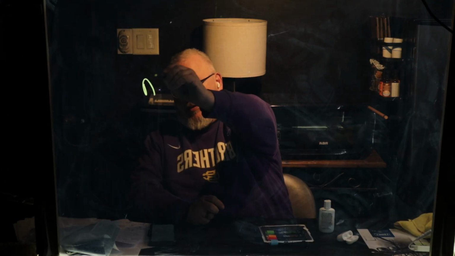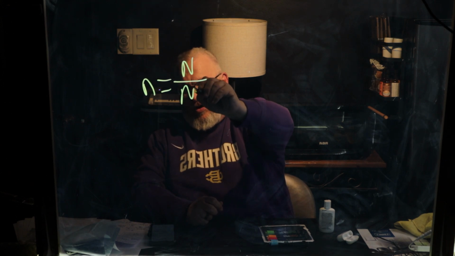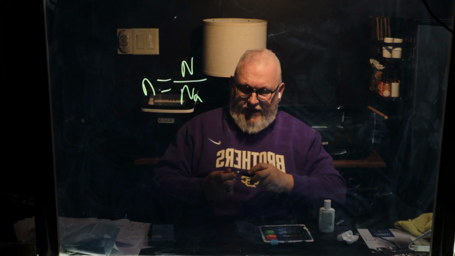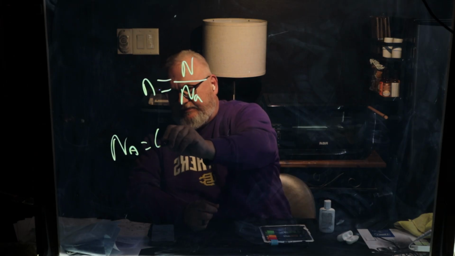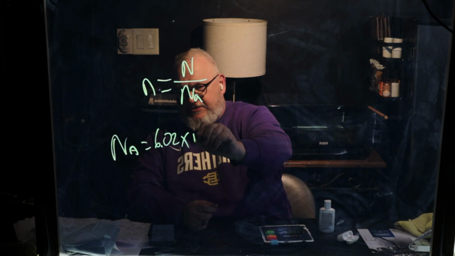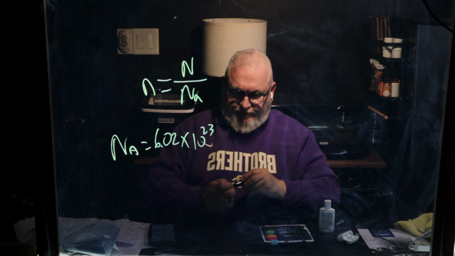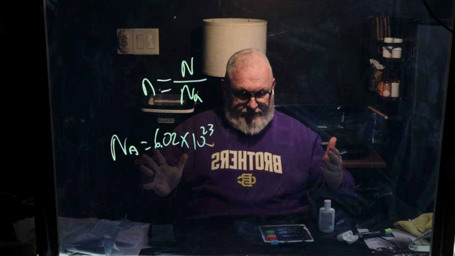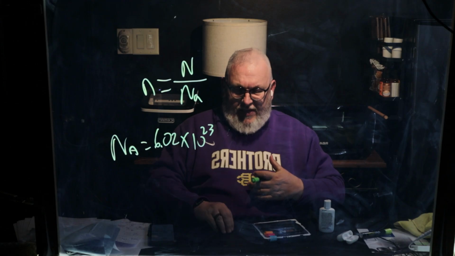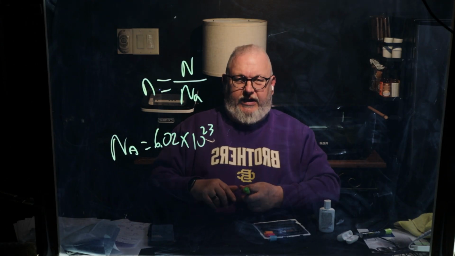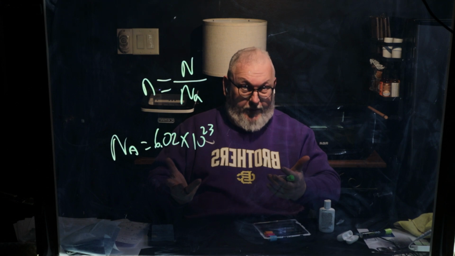Okay, so we've talked about, of course, this one little formula: n equals N, the number of particles, over Na, Na being Avogadro's number. Don't want to forget that. 6.02 times 10 to the 23rd of things. Now, let's think about that, okay? So that's things.